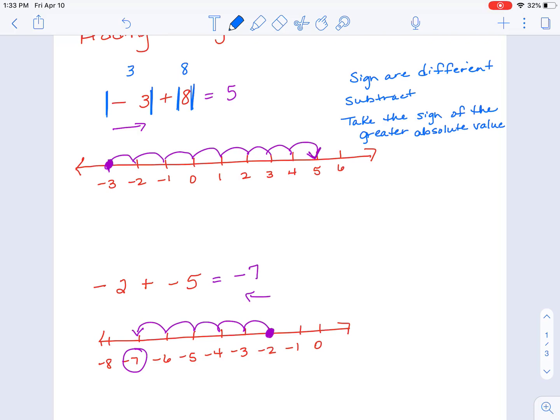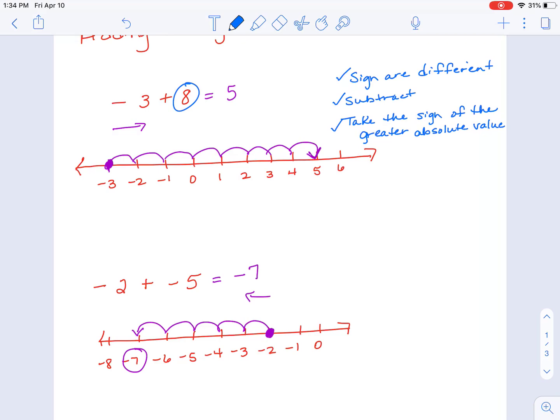So let's walk through the steps again with the rules. First, your signs are different. One's a negative, one's a positive. So what do you do when your signs are different? You subtract. 8 minus 3 is 5. Then you have to decide, is that answer going to be a positive 5 or a negative 5? And this tells you to take the sign of the greater absolute value, which this has the greater absolute value. Since it's a positive, my answer is a positive.